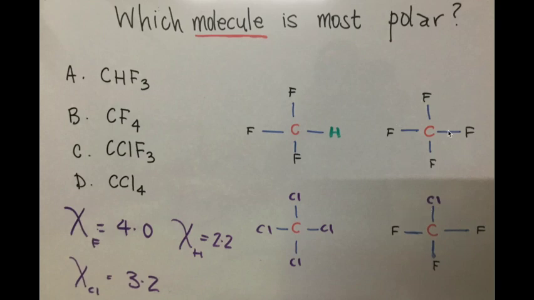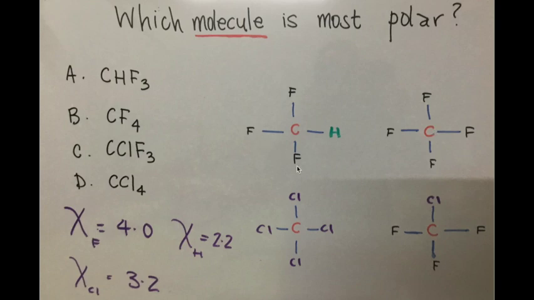But here you'll have your perfect square. And then of course here, with all of these chlorines being the same, the pull in each direction is going to be the same, and it's going to be the same situation as CF4.